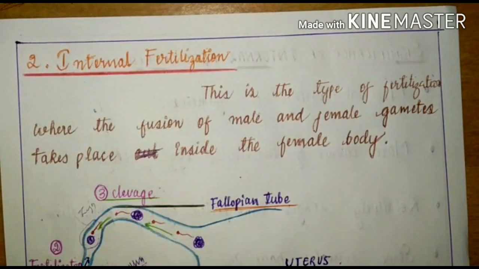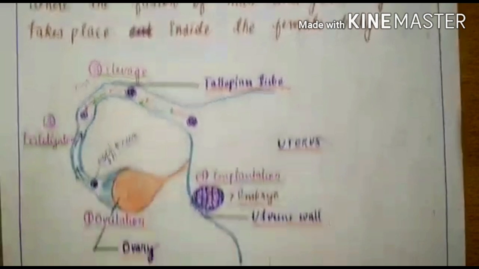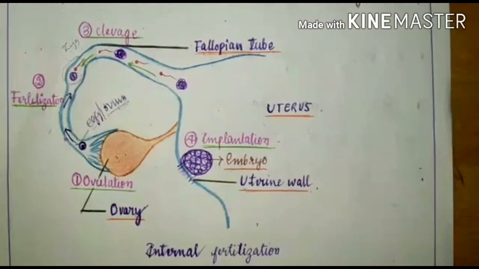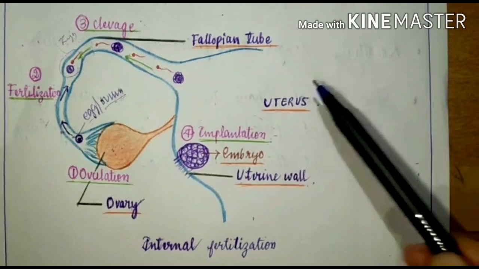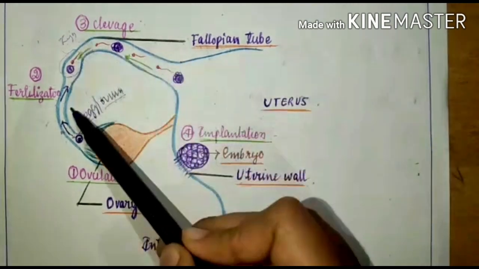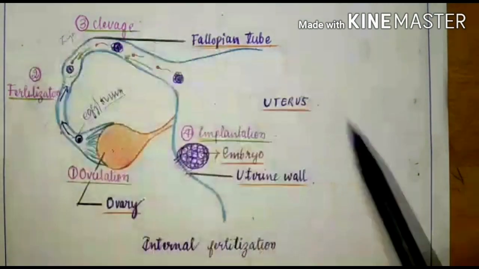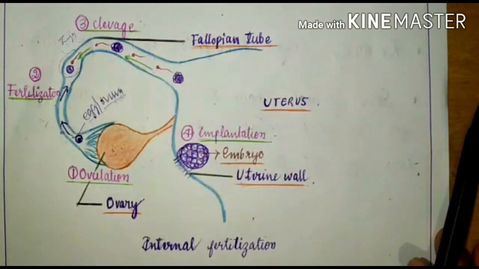There are many examples for internal fertilization, right? From reptiles we can take aves and also mammals. Here I am taking human as an example. So here we have the female reproductive system. This is the uterus, this is the fallopian tube and this is the ovary. I will explain internal fertilization with this diagram, okay guys?